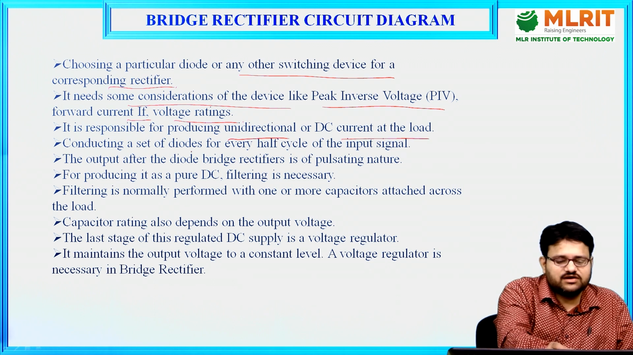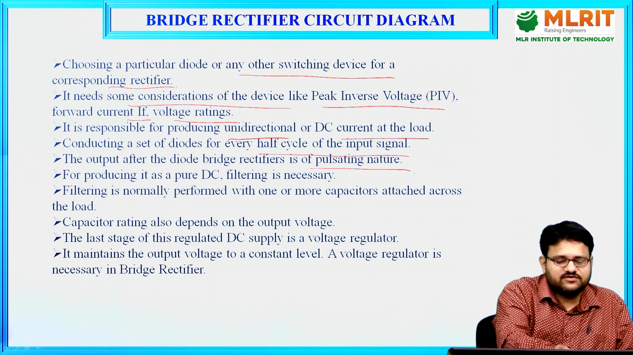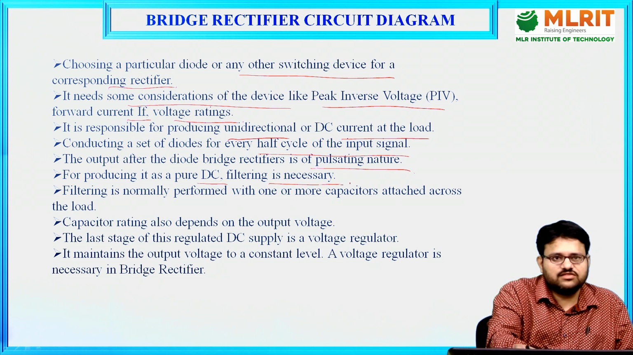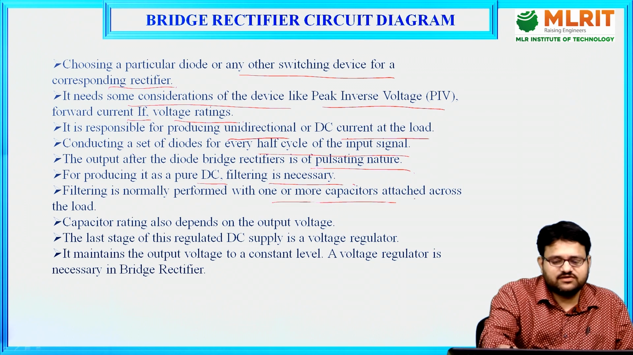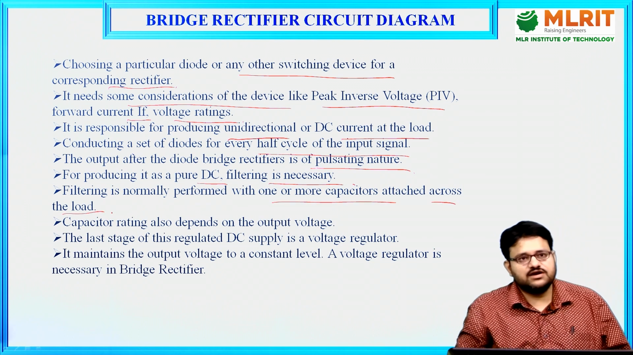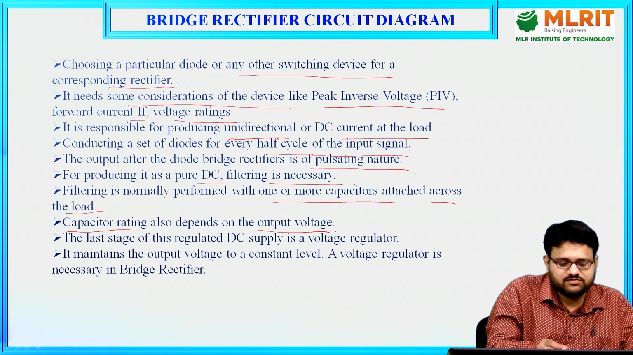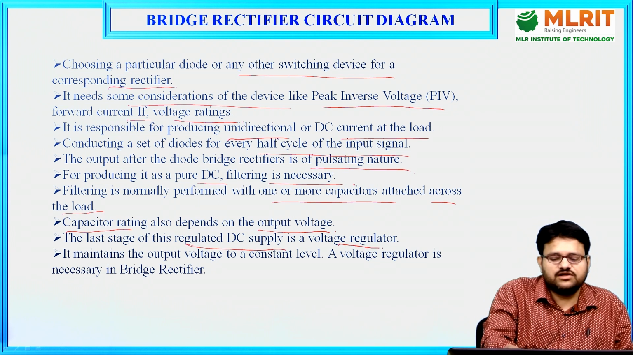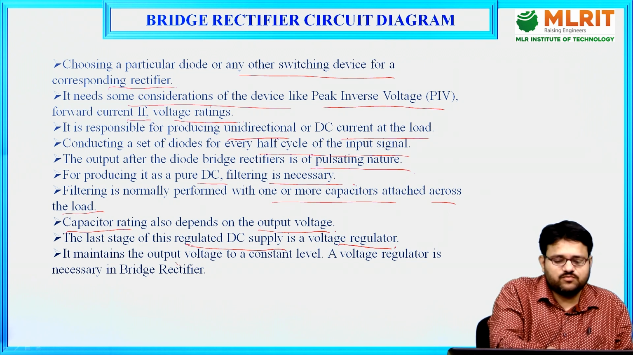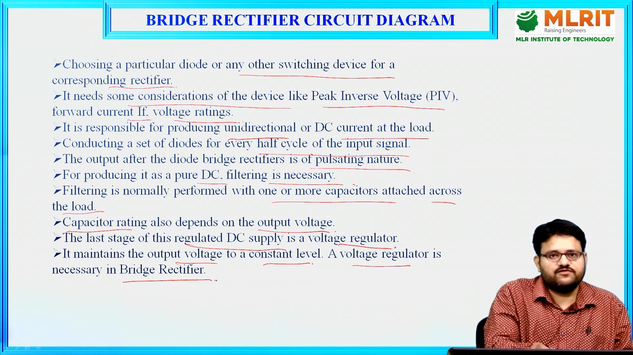A set of diodes conducts for every half cycle of the input signal. The output after the diode bridge rectifier is pulsating in nature. For producing pure DC, filtering is necessary, and filtering is normally performed with one or more capacitors attached across the load. The capacitor rating depends upon the output voltage. The last stage of this regulated DC supply is a voltage regulator, which maintains the output voltage at a constant level. So a voltage regulator is necessary in a bridge rectifier circuit.